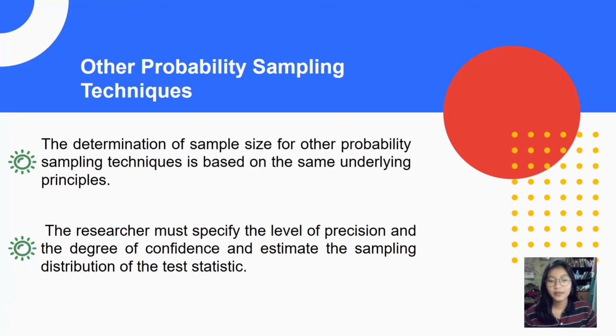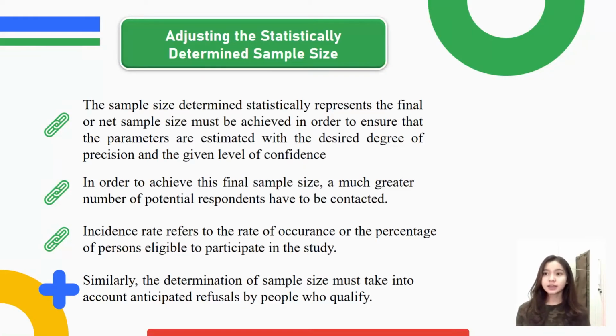Other probability sampling techniques. The determination of sample size for other probability sampling techniques is based on the same underlying principles. The researcher must specify the level of precision and the degree of confidence and estimate the sampling distribution of the test statistic. Adjusting the statistically determined sample size. The sample size determined statistically represents the final or net sample size that must be achieved in order to ensure that the parameters are estimated with the desired degree of precision and the given level of confidence.